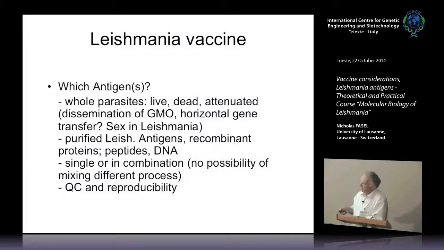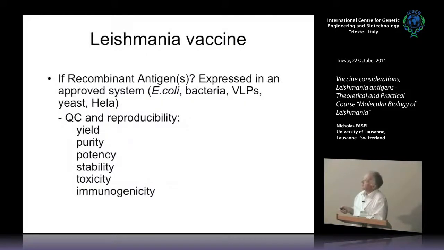So what you need is quality control of your antigens and reproducibility. For example, if you want to say, okay, I think probably recombinant antigen is great, what should I do? The first thing you have to think is use an approved system of expression. So E. coli, bacteria, VLPs, yeast, viruses, which have been tested before. Don't go for a fancy new expression system because you will never go through regulatory affairs. That's what happened to me years ago.